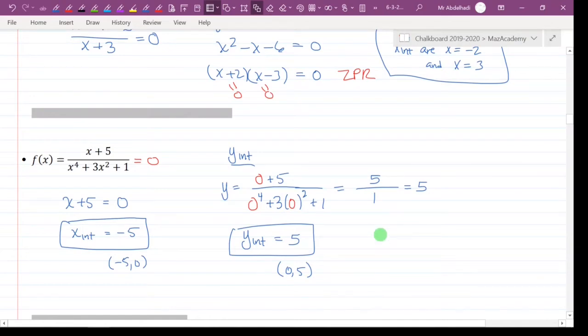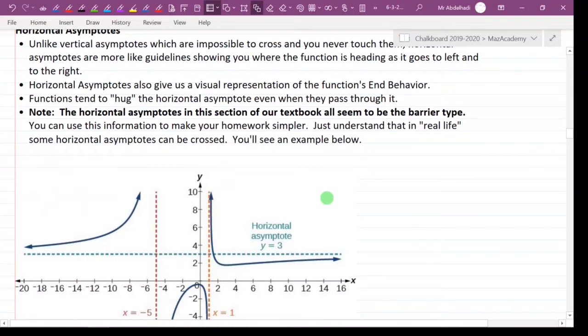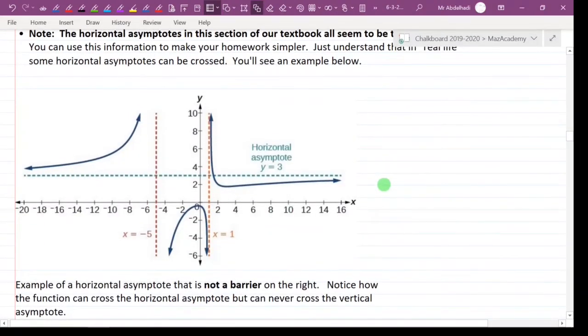So we know how to find asymptotes, holes, y-intercepts, and x-intercepts when it comes to rational functions. Now, horizontal asymptotes. If you remember our y equals 1 over x, our reciprocal function, the most basic rational function there is, you had a function that did this in the first quadrant and did this in the third quadrant. It had a vertical asymptote right here. Your y-axis was a vertical asymptote, but it also had a horizontal asymptote that it could not cross.